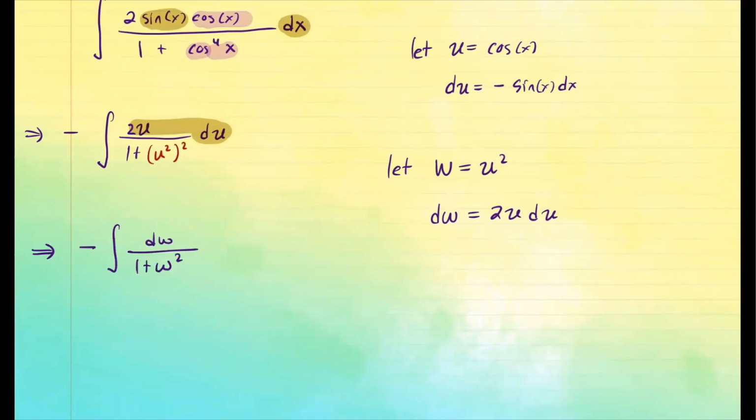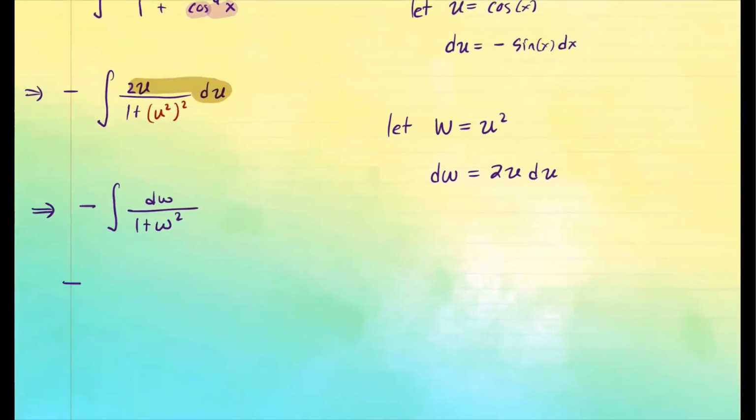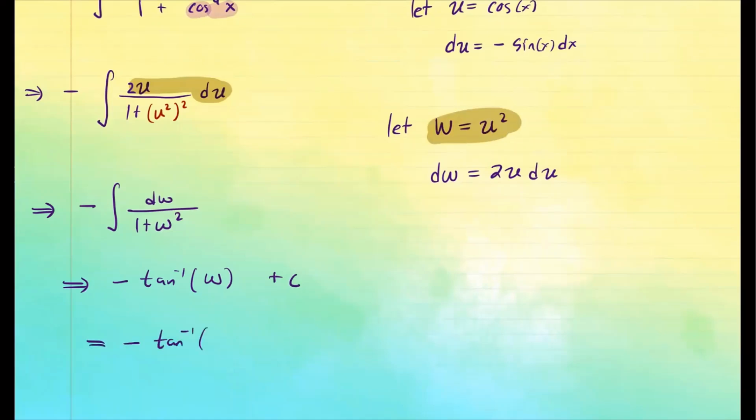And now this is what I was talking about. This is tangent inverse or arctangent. So we know from memory that this integral is negative tangent inverse of W. And of course, plus C, don't forget that. So we finished integrating successfully. Now let's retrieve what our variables were. First, I'm going to plug in what W is. That's U squared. So let's replace that. So we got negative tangent inverse of U squared plus C.